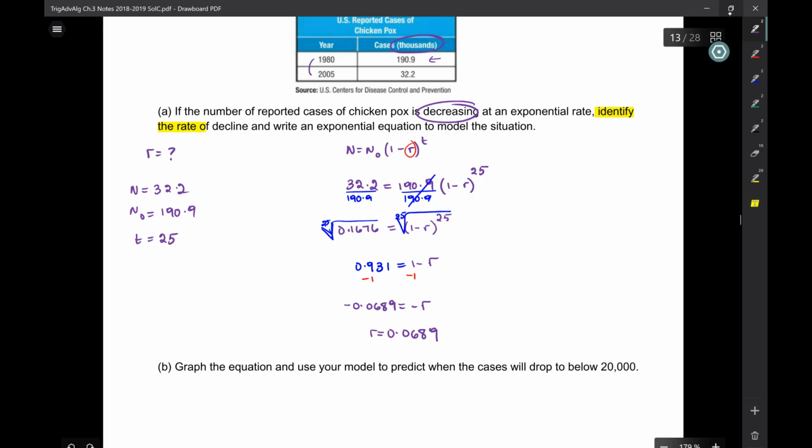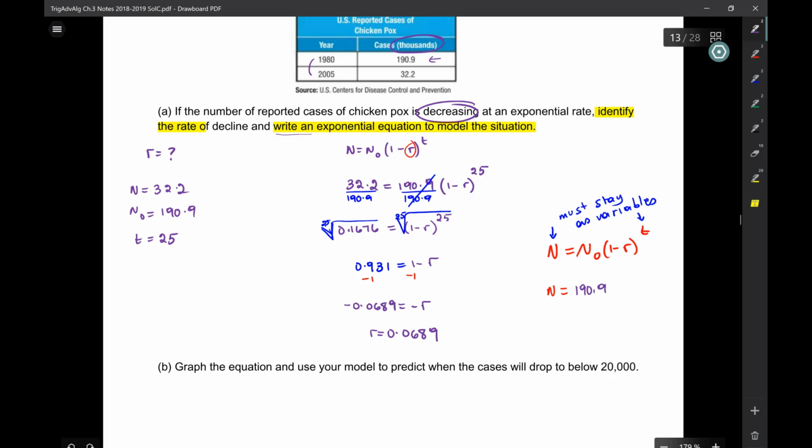It's asking us for an exponential equation to model the situation. If you want an equation, you need variables in your equation. So the equation is this. We started with this, right? In the equation, if you want to write an equation, this and this must stay as variables. So I have N equals, that stays as an N. N naught, that's the initial.